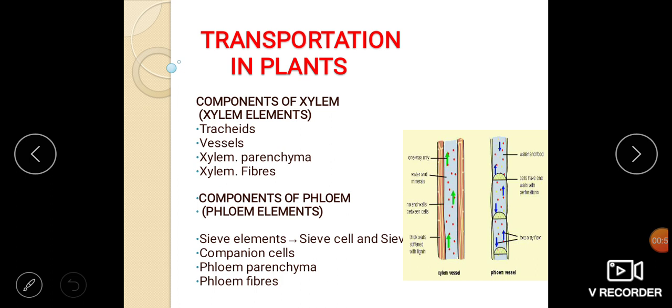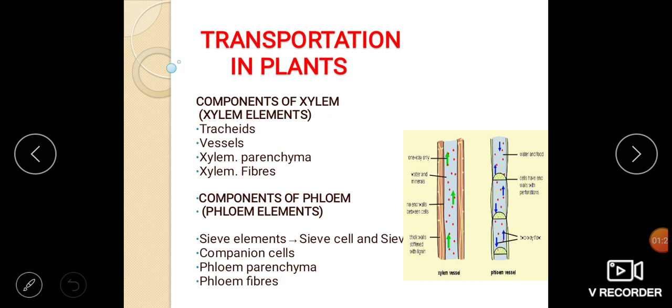Both the xylem and phloem consist of certain components which are known as the xylem as well as the phloem elements. And xylem elements now, they are tracheids, vessels, xylem parenchyma as well as the xylem fibers. Out of these four, the xylem parenchyma is the only living one, whereas the others are dead tissues. Vessels are found in the flowering plants, whereas tracheids are found in the non-flowering plants like the gymnosperms.